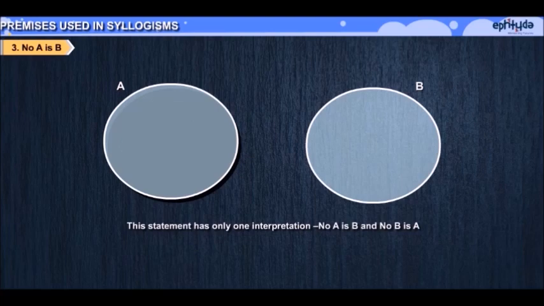Third, no A are B. This statement has only one interpretation. Example, if the statement given is no student is smart, and now we know that Mahesh is a student, we will know with 100% clarity that Mahesh is not smart. Also, let's say we know that Kunal is smart. We will know that Kunal is not a student.